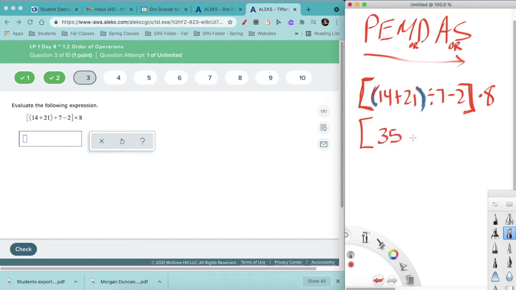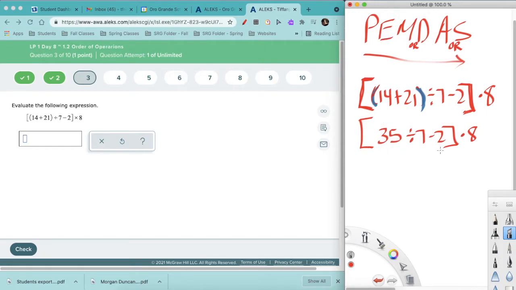Divided by 7 minus 2 times 8. So I didn't change anything else. I just reduced the one parenthesis piece here. And then moving down, now I'm still working within parentheses for the brackets, but I'm going through the order of operations within the brackets.